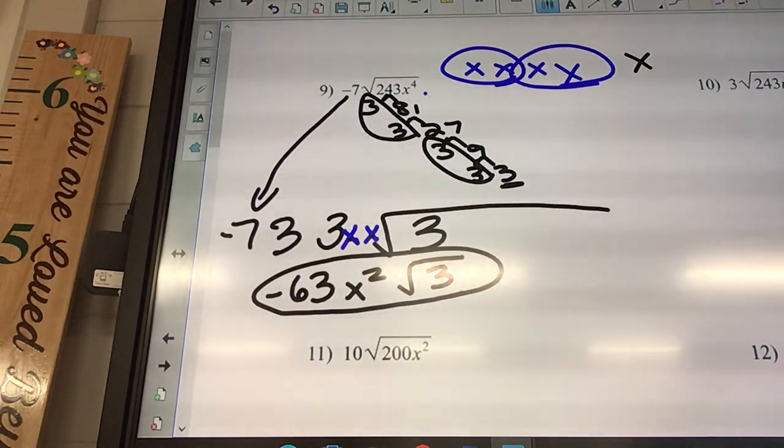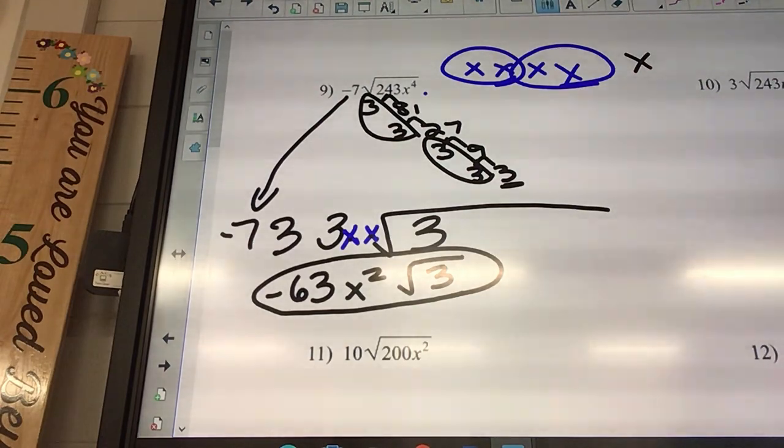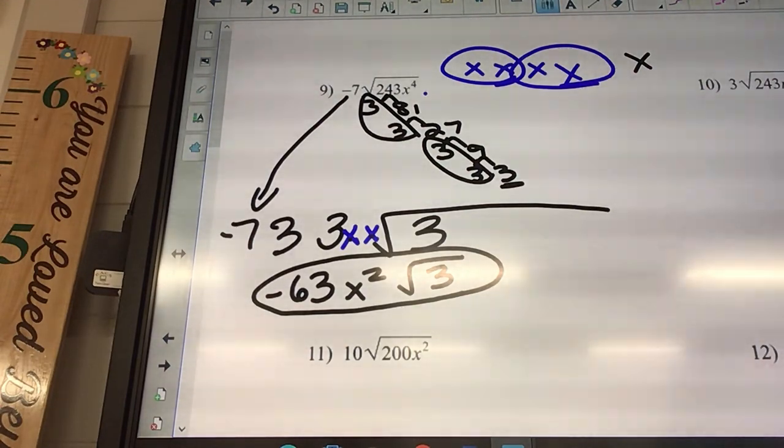So the letters work the exact same as numbers. My suggestion to you would definitely be to write them out.